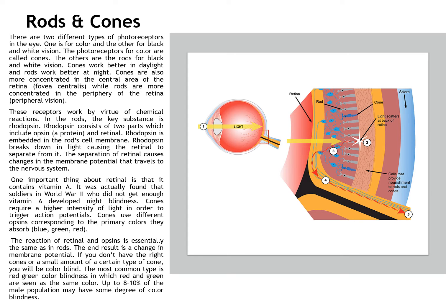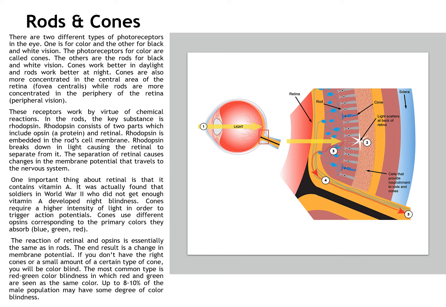Cones require a higher intensity of light in order to trigger action potentials. Cones use different opsins corresponding to the primary colors they absorb: blue, green, red. The reaction of retinol and opsins is essentially the same as in rods. The end result is a change in membrane potential.